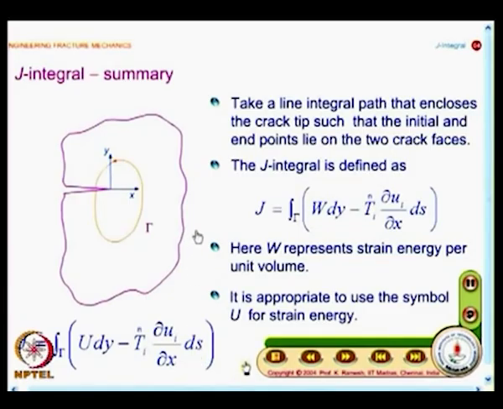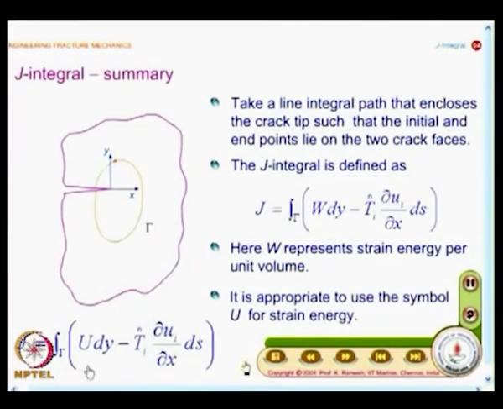The key point to note is, take a line integral path that encloses the crack tip such that the initial and end points lie on the two crack faces. See, if it is a closed contour, then the integral value will go to 0. Here it starts from one crack face, goes in an anticlockwise direction, encloses the crack tip and ends in the other crack face, then it has some finite value, and this finite value is the value of J.